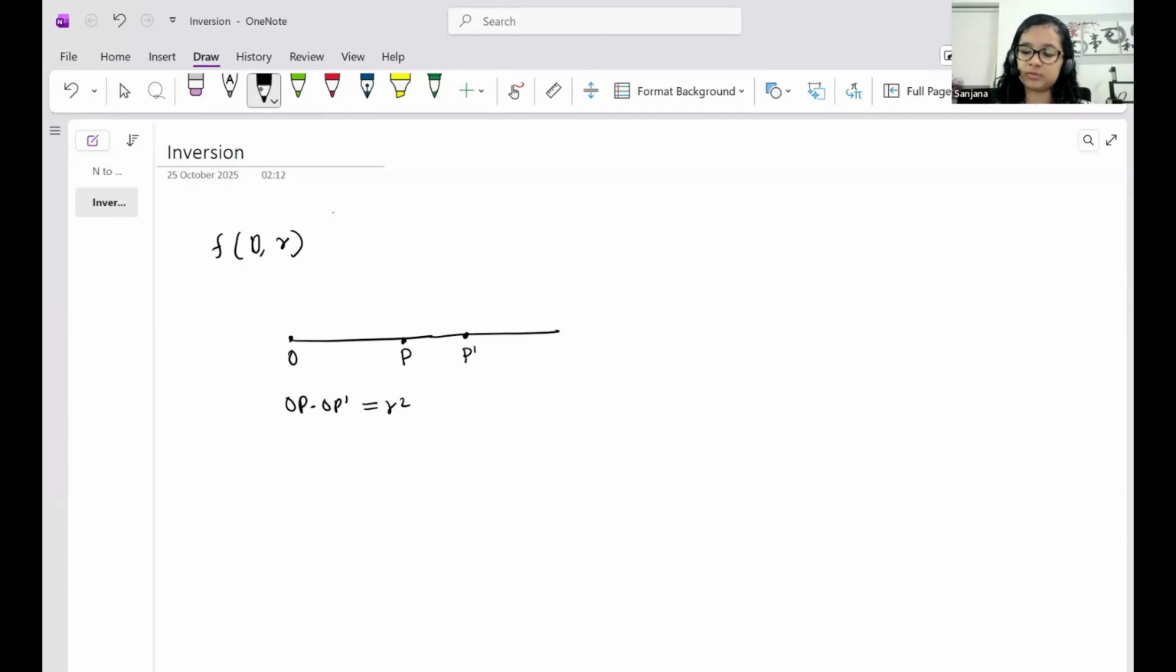So first of all, by definition, any line through the center of inversion O will go to the line itself, because any point goes to another point on the line. And this is kind of obvious, but if P goes to P dash, then the inversion sends P dash back to P because of this.